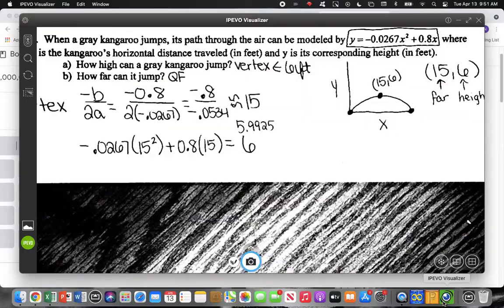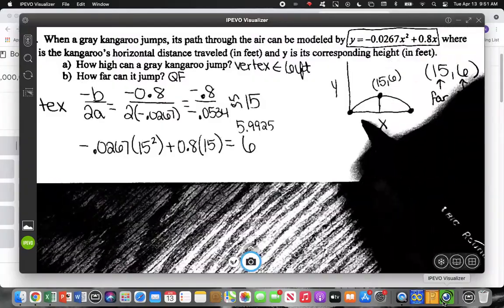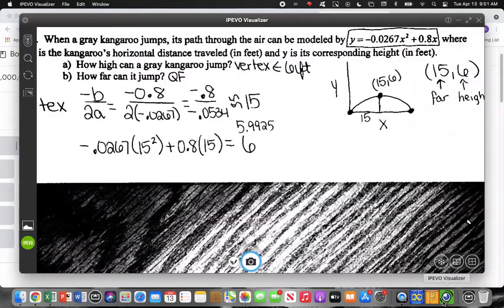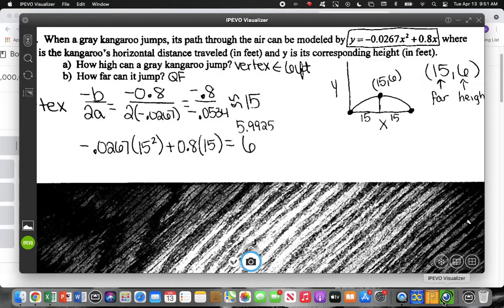Now, we can do the quadratic formula, but I just want you to think about something. Aren't parabolas symmetric? So if at its highest point it's traveled 15 feet here, how much is it going to travel on its way down? So how far do you think it's going to jump? Huh? 30 feet.